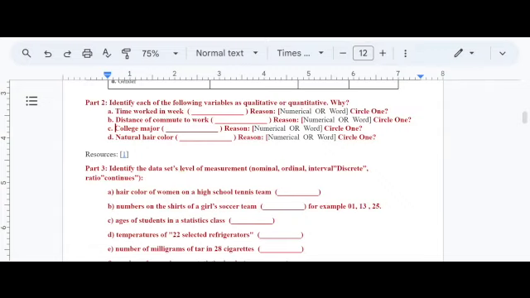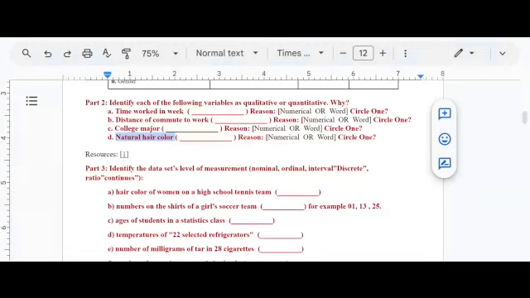College major. I think it's numerical. Word? So it's a word. So it's qualitative, right? I just want to say something: when you write the answer here, you write down qualitative, and the reason, it's a word. Okay. Next, natural hair color. Who's next?